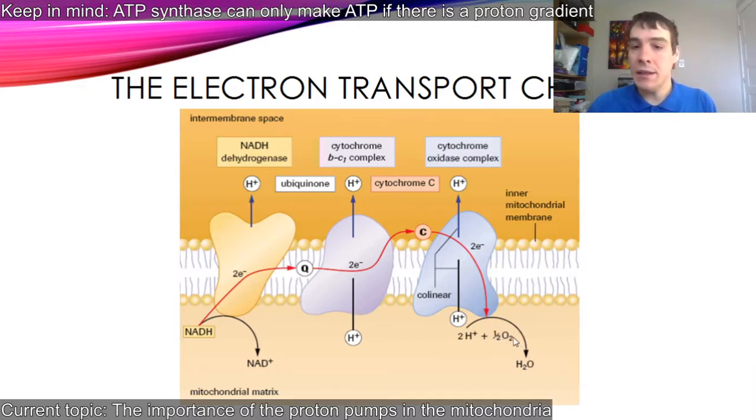Because if it didn't, then the electrons would get backed up. It's like a traffic jam on the highway. If nothing's accepting them here, then this thing can't take them from C, and then C can't take it from this one, and then this one can't take it from Q, and then Q can't take it from this, and then this can't take it from NADH. So if you don't have something to accept the electrons at the end to clear them, the whole thing gets backed up and nothing can move. And then no protons go, and then you don't maintain your gradient. So that's the importance of oxygen here. We breathe in oxygen just to clear those electrons away from our electron transport chain.